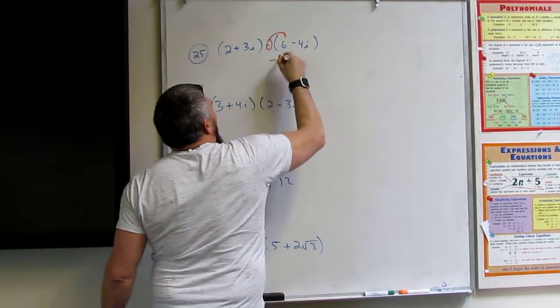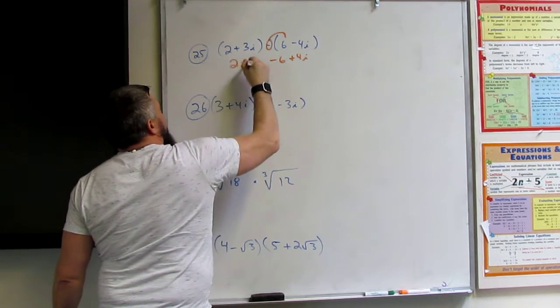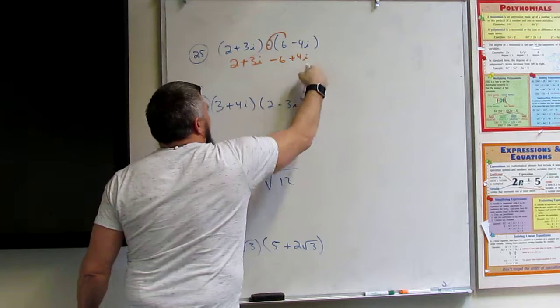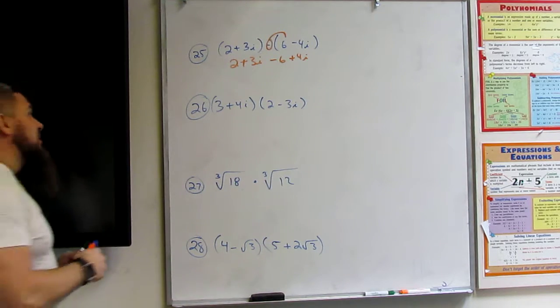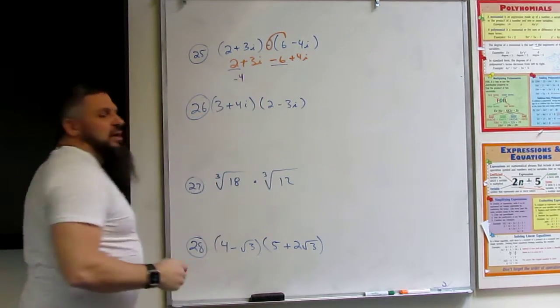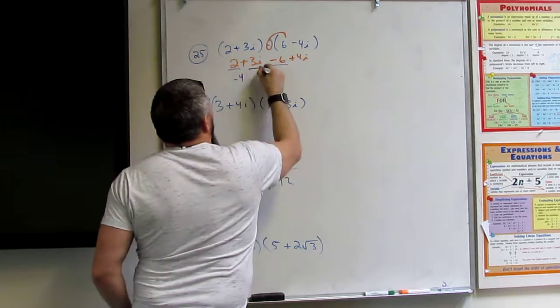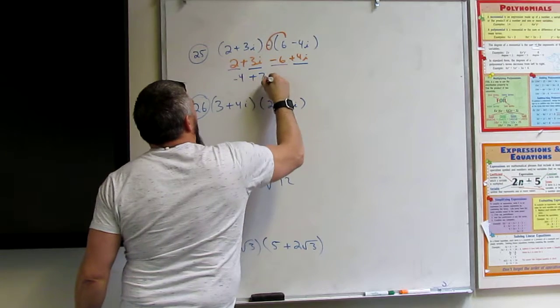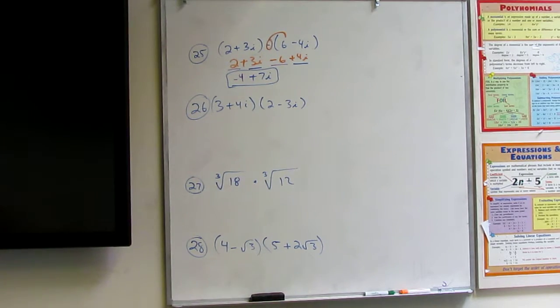So this is just minus 6 plus 4i, right? So it's going to be 2 plus 3i minus 6 plus 4i. And so I can only collect like terms. So the 2 and the minus 6 make minus 4, right? And the 3i and the 4i make plus 7i. And there it is: negative 4 plus 7i. So the i's just act like x's, right?